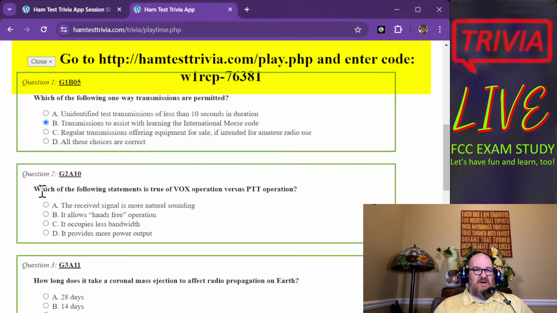I was there. Which of the following statements is true of VOX operation versus PTT operation? VOX is a funny way to say voice, and PTT is push to talk. So the received signal is more natural sounding. Heck no, we're talking about VOX. It allows hands-free operation. The rest of those are just great distractors.